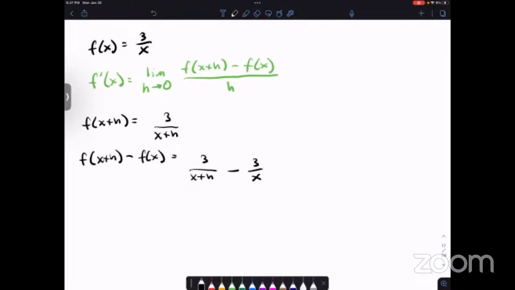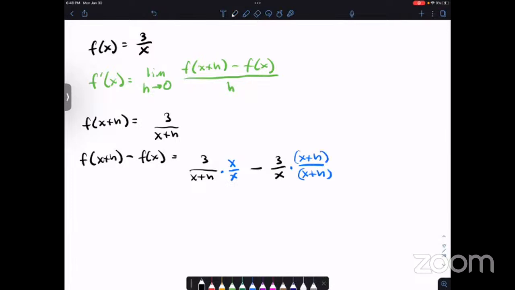Let's get a common denominator. So common denominator, we're going to multiply this one by 1 in the form of x over x. We're going to multiply this one by 1 in the form of x plus h over x plus h. Okay, hopefully this is okay. Let's keep going.